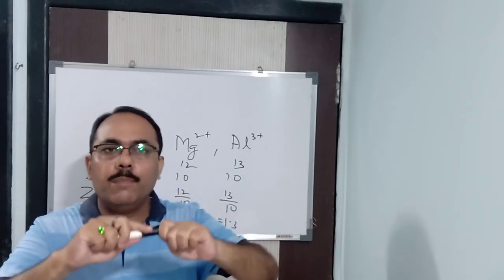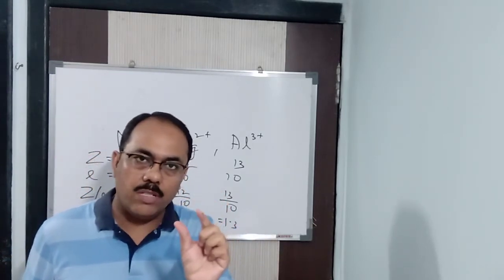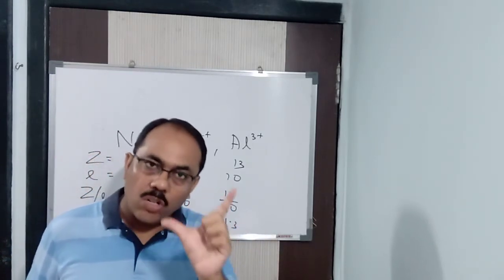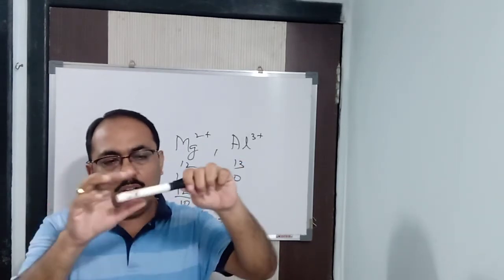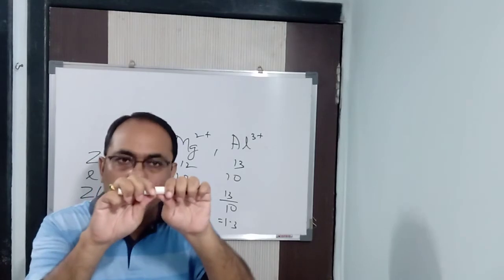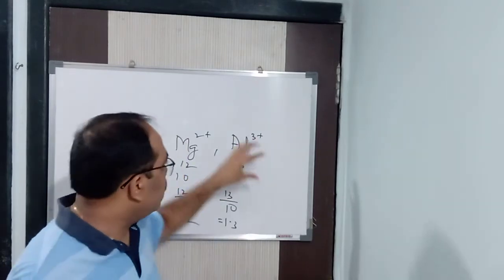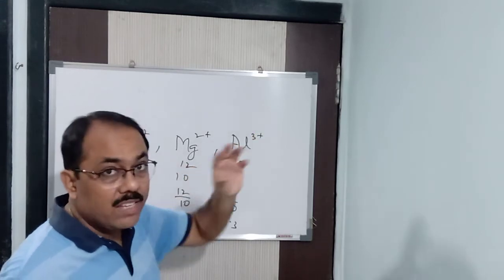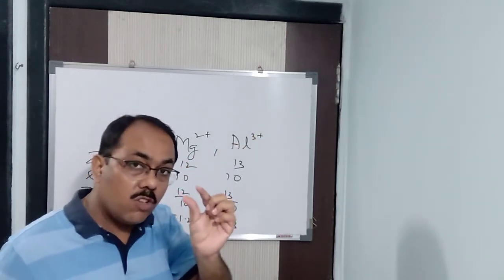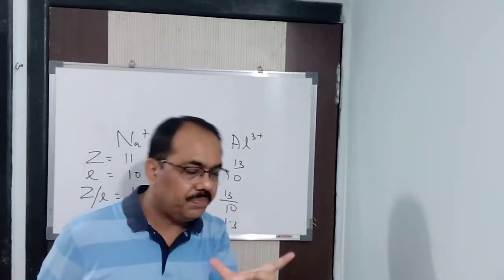So remember it always: the smaller the bond, the stronger the bond. See, this is smaller, this is stronger. And the larger the bond, the weaker the bond, because I can easily break this one. So here also, the aluminium charge is maximum, so the size is smaller and the bond length is also smaller. So it forms a strong bond.